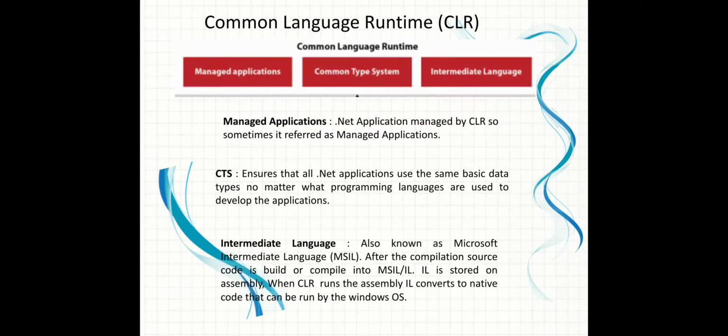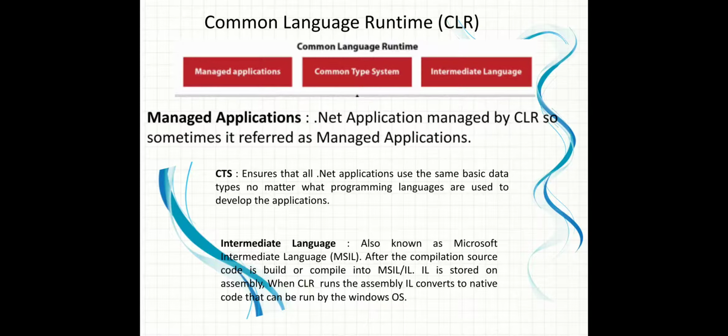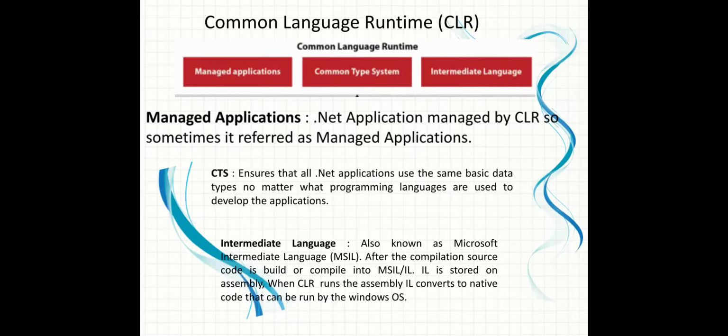Now the CLR provides management of applications, because .NET applications are managed by the CLR, so sometimes they are referred to as managed code or managed applications. CTS is the common type system. It ensures that all .NET applications use the same basic data types, no matter what programming language is used to develop the applications.